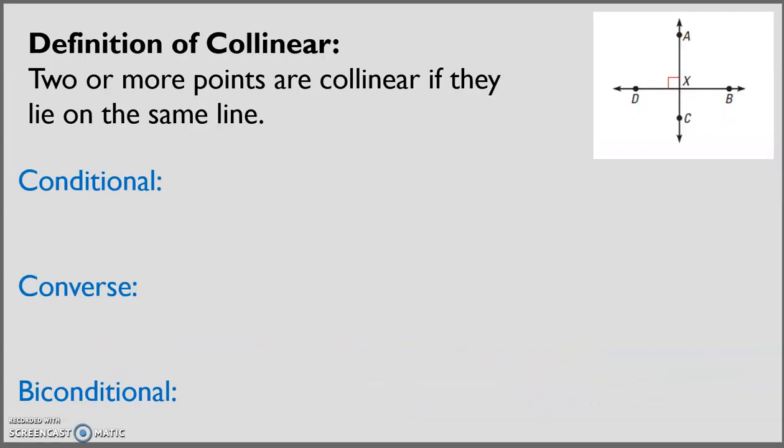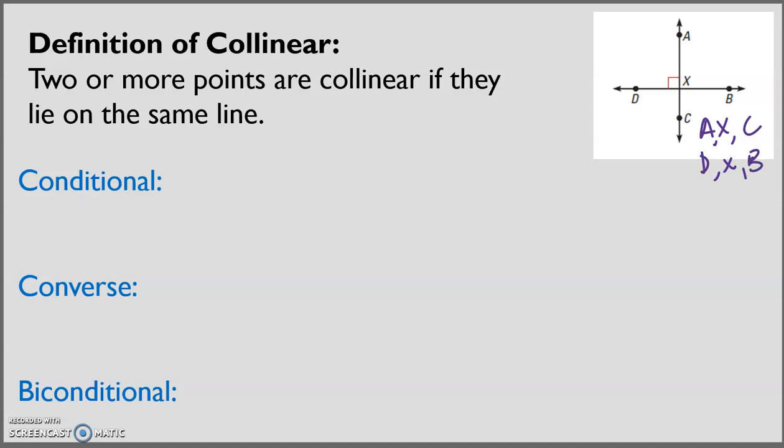So let's take a look at another definition. Two or more points are collinear if they lie on the same line. So in this example, we have lots of collinear points. There are a few different options. We could say A, X, and C are collinear, or we could say D, X, and B are collinear in this diagram.